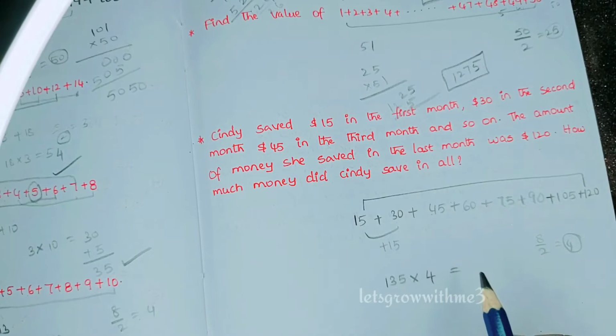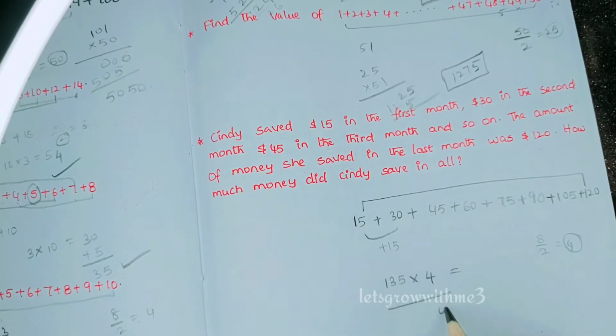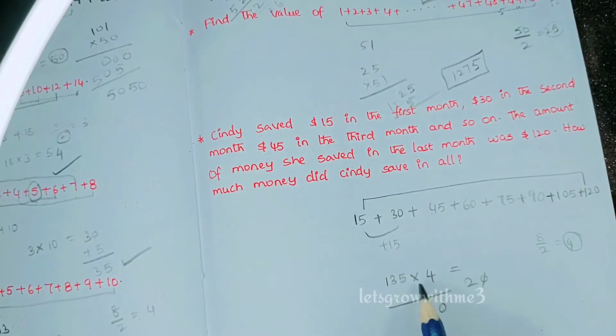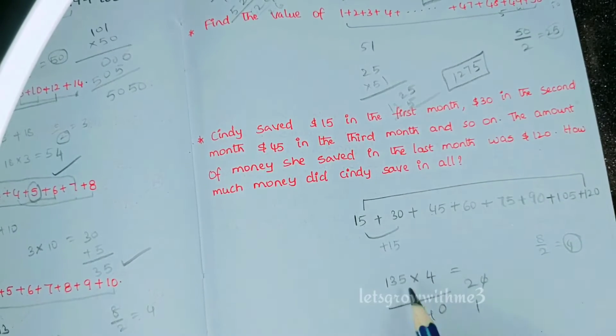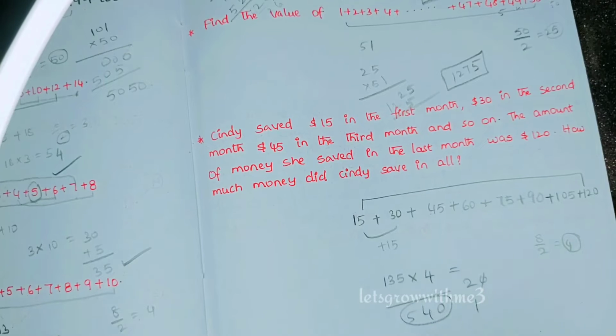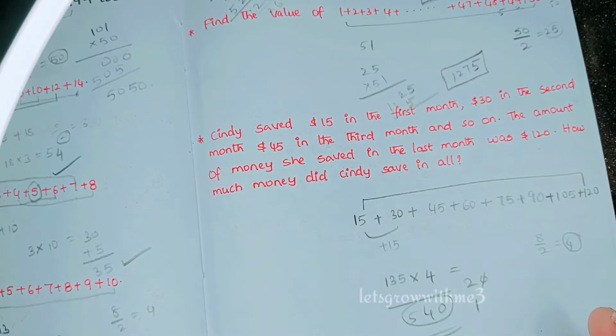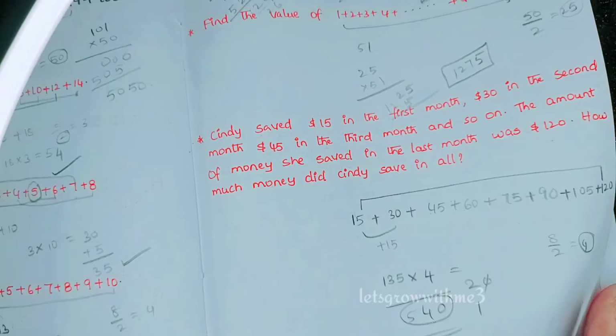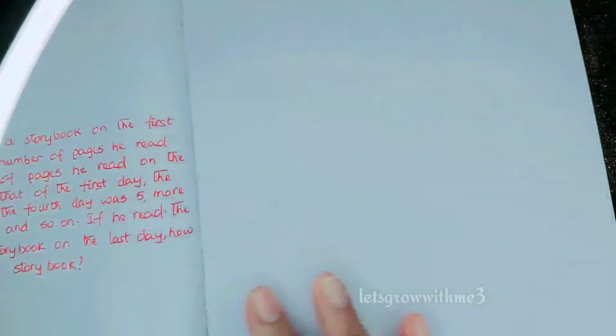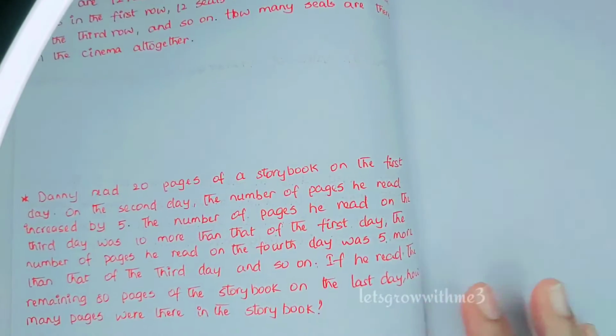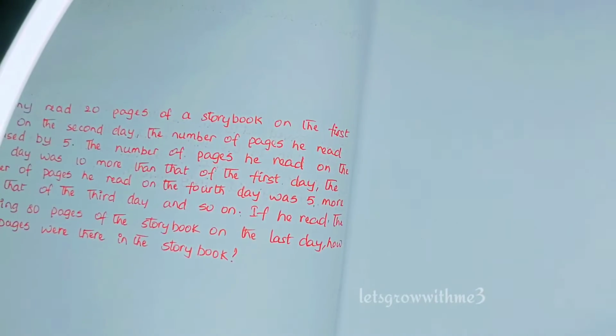So 135 times 4, you will get 540, right? Yeah, 540. If you want, you can do your normal maths: 5 4s are 20, 5 3s are 12. Yeah, 540. Okay, so let's write the answer. How much money did Cindy save in all? It's 540. So let's do the next question.